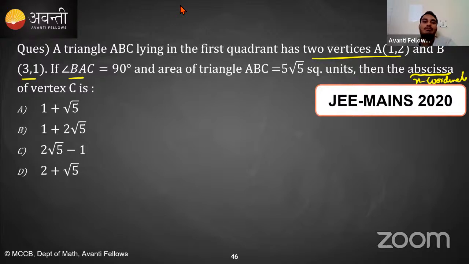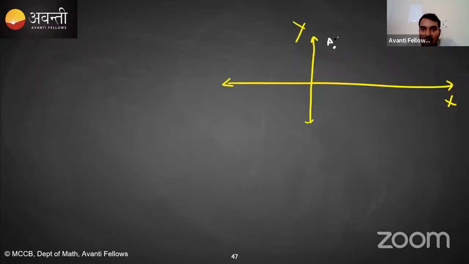Okay, let's see here. Everyone, please focus here. So the triangle is ABC and there are two vertices. A is (1, 2) and B is (3, 1). So let's say vertex A is (1, 2) and B is (3, 1), let's say somewhere here. Everybody knows this, the triangle should be in the first quadrant. So maybe the triangle is like this, because it has to be right angled.